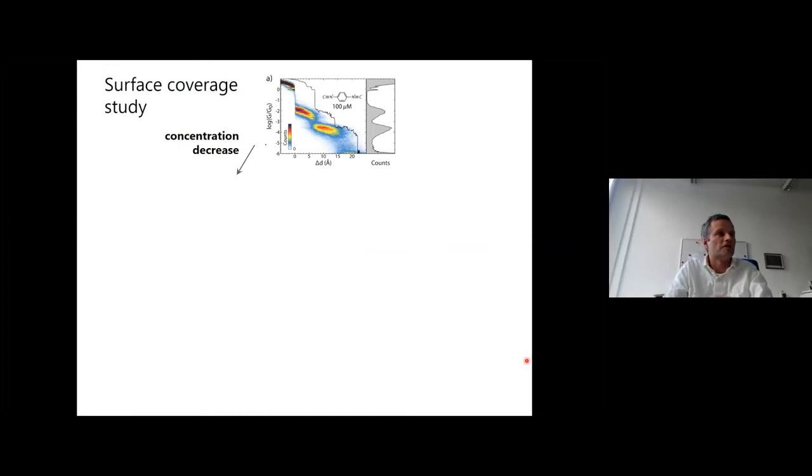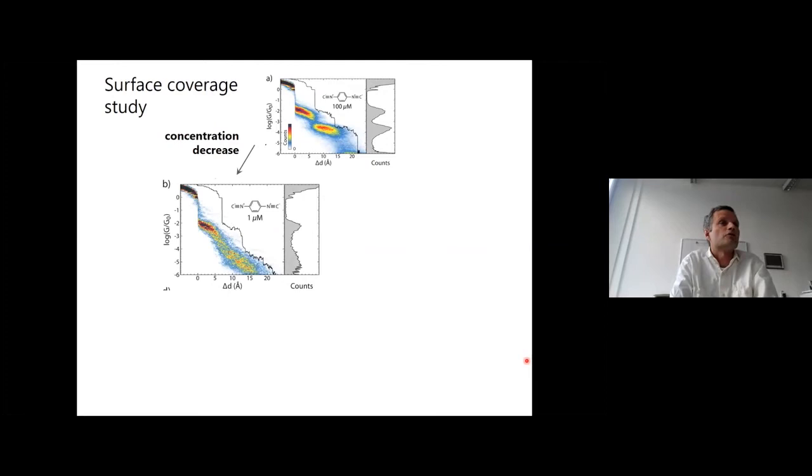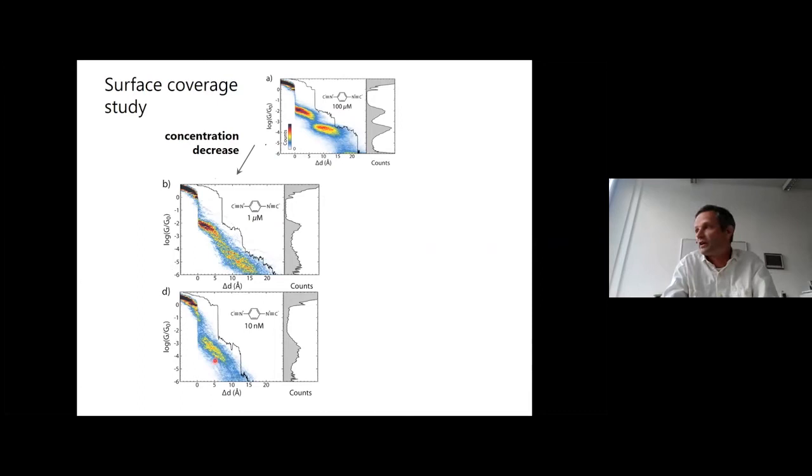First, we change the concentrations of the molecular compounds. And this is shown here, starting from a concentration around 100 micromolar in the solution that we had, we went down to 1 micromolar and to 10 nanomolar. And you see indeed that the signature is totally changing here, right? And we end up here with a signature which is at a lower conductance and also which is much more inclined, with a much less clear plateau.